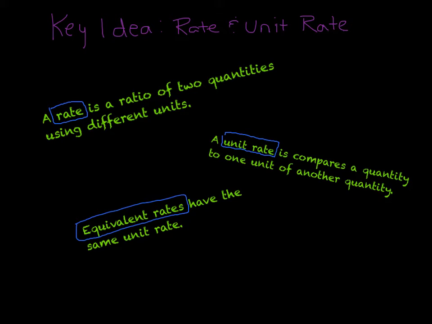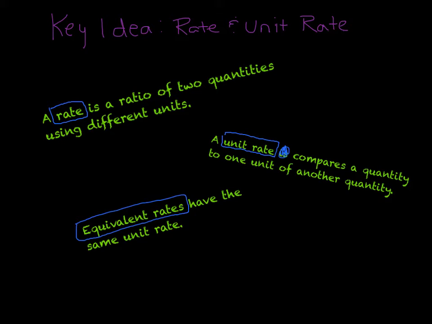So we have three different vocabulary terms in this section. One is rate. A rate is a ratio of two quantities using different units. Unit rate. And a unit rate compares. I have a typo on there. Should be a unit rate compares, not the word is. So I'm gonna cross that off right now. Gone. Look at that. So a unit rate compares a quantity to one unit of another quantity. And then equivalent rates have the same unit rate.